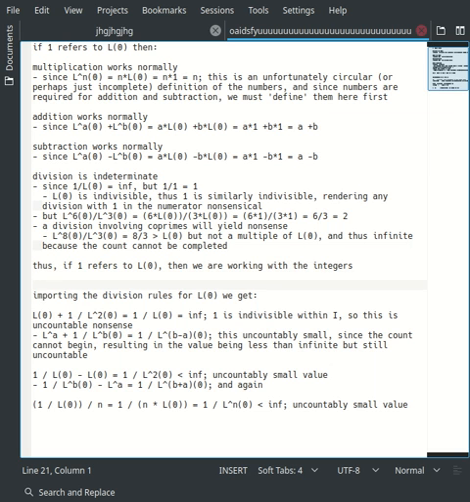Now, importing the division rules for L naught, we get these. So this we just saw. 1 is indivisible within the integers, so this is uncountable nonsense. That's why this 1 on L naught is infinite. Basically what I just said. Right? And again, here we get 1 on something. This is uncountably small since the count cannot begin, resulting in the value being less than infinite, but still uncountable. Right? So what I mean here is the huge infinity that you normally think of.